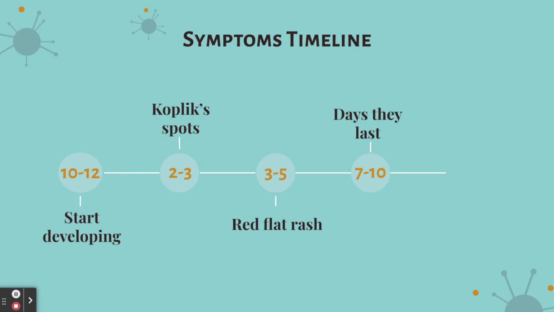The initial symptoms normally include fever, coughs, runny nose, inflamed eyes, and sore throat. 2 to 3 days after the beginning of symptoms, small white spots called Koplik spots may start forming inside the mouth. 3 to 5 days after the start of symptoms, a red flat rash may start forming on the body.